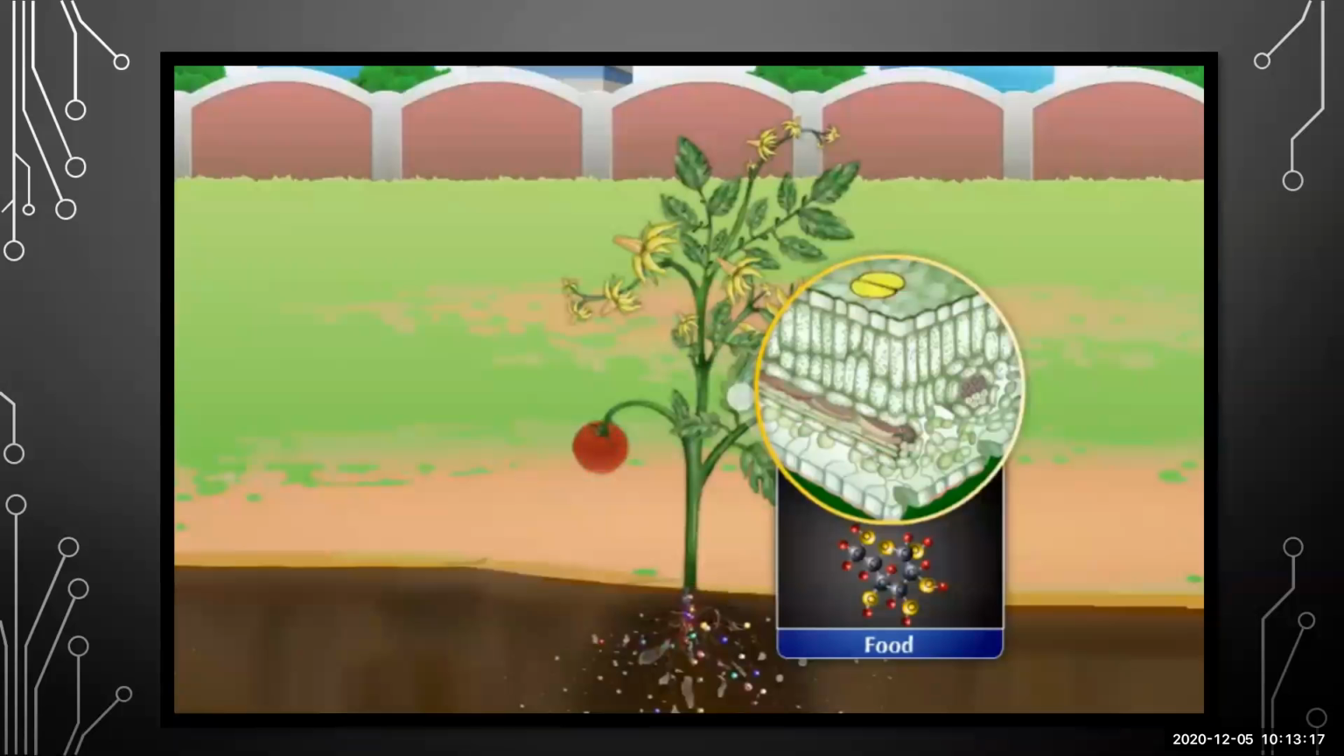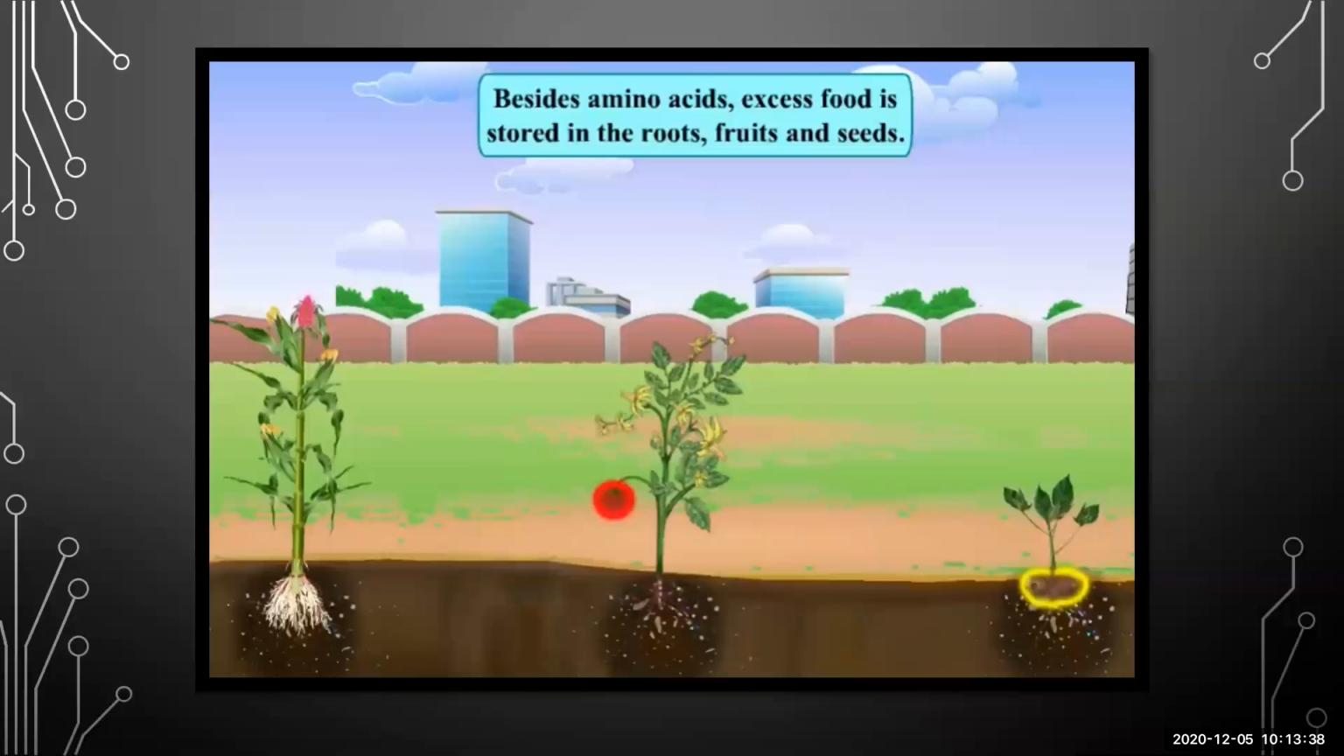How is the food produced in the leaves? With the help of photosynthesis. As we know, the chlorophyll pigments are present in the green part of the plant, and they help to produce the food with the help of sunlight, and this food will be transported to each cell in the plant body. Now, excess of food except the amino acid is stored in roots, fruits and seed.